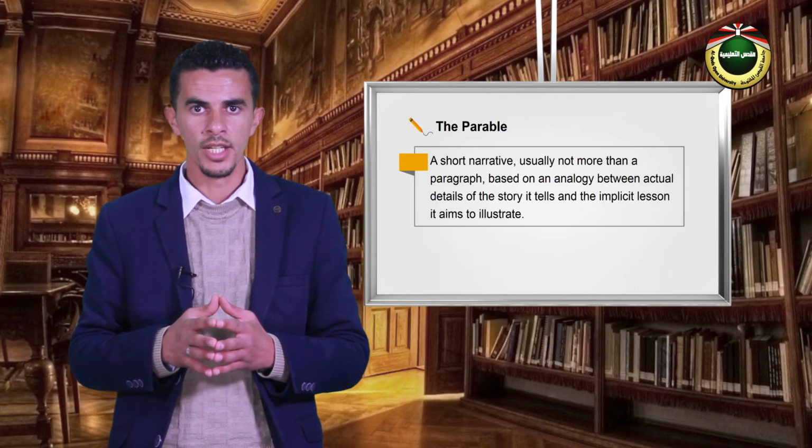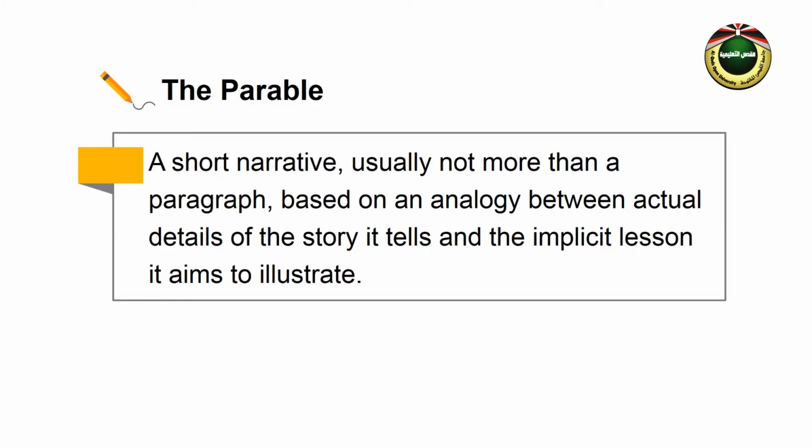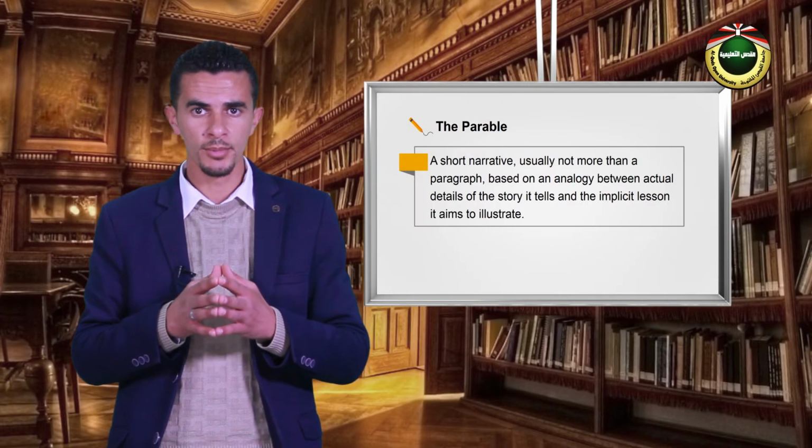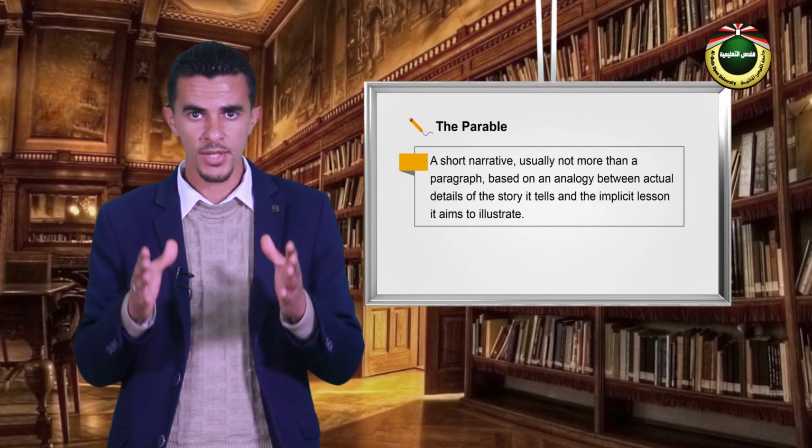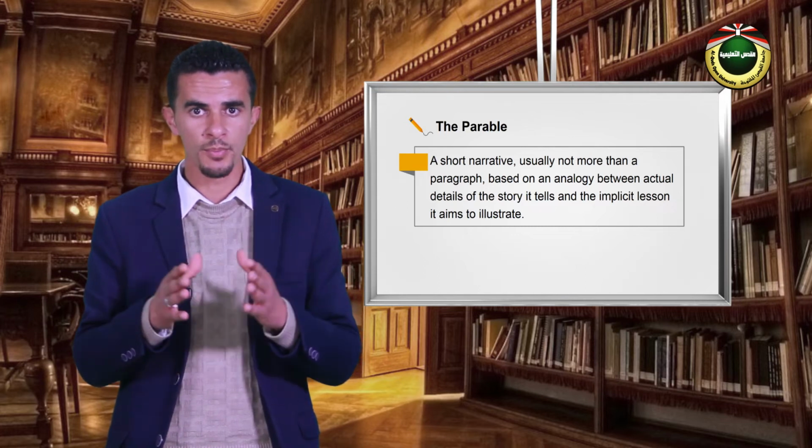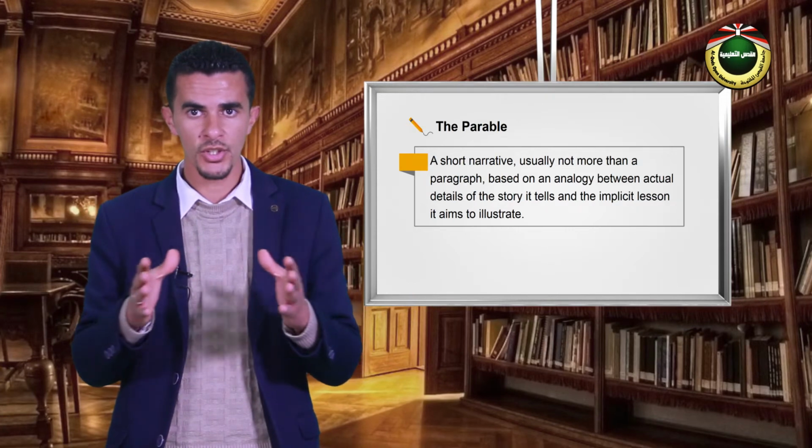The parable is a short narrative, usually not more than a paragraph, based on an analogy between actual details of the story it tells and the implicit lesson it aims to illustrate. The actions in the parable are not important in themselves. Their importance springs rather from the theme or the idea they aim to illustrate.